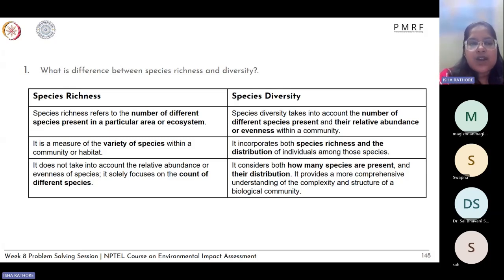Whereas diversity is if you have 10 different species having 10 members each. That is a diverse and balanced species distribution. Whereas if you have, let's say, five species which have one member and five species which have two members, then that is not as diverse because their relative abundance is not even. So species diversity includes both the number of species which are there as well as their distribution, whereas richness just looks at the number of different species which are there. Okay, hope this answers the question.